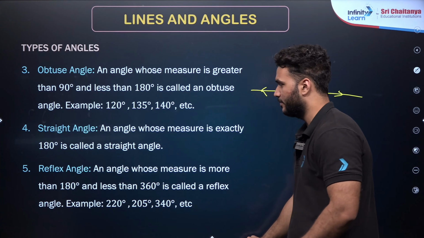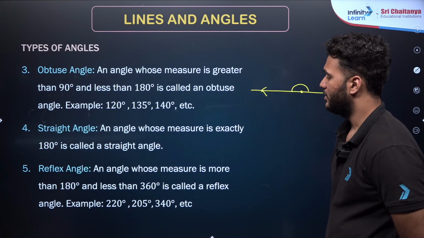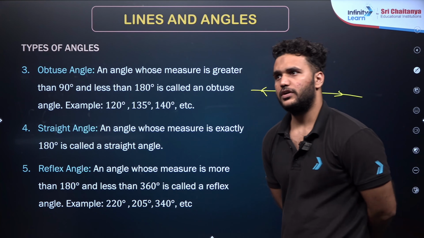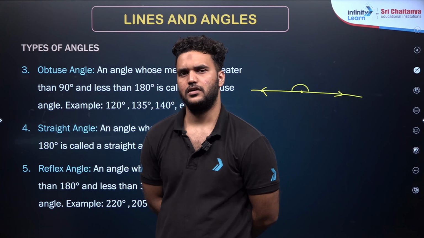Any doubt till yet? Now let's talk about the reflexive angle. What is a reflexive angle? You know, the total maximum value of an angle can be close to 360.